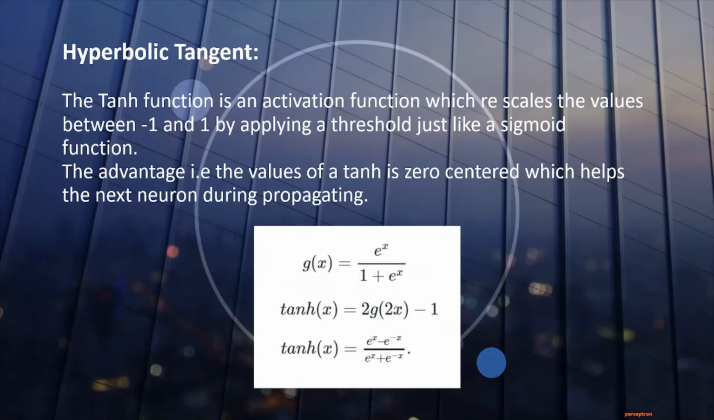Next activation function is hyperbolic tanh. The tanh function is an activation function which rescales the value between -1 and 1 by applying a threshold just like a sigmoid function. The advantage is that the values of tanh are zero-centered, which helps the next neuron during propagation.